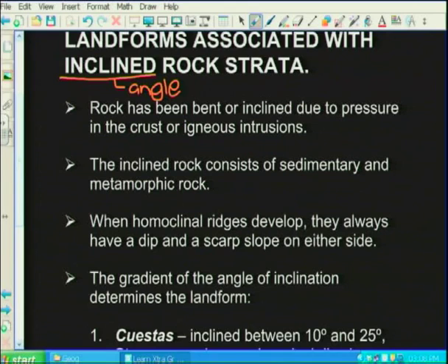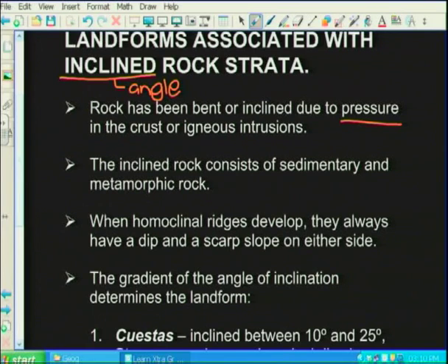In the notes, it says the rock has been bent or inclined due to pressure within the crust or within our igneous intrusions. That pressure, grade 12s, could either be the result of two plates moving towards each other, creating folding or faulting, and this is where our rock structures tend to be lifted up and form at an angle.